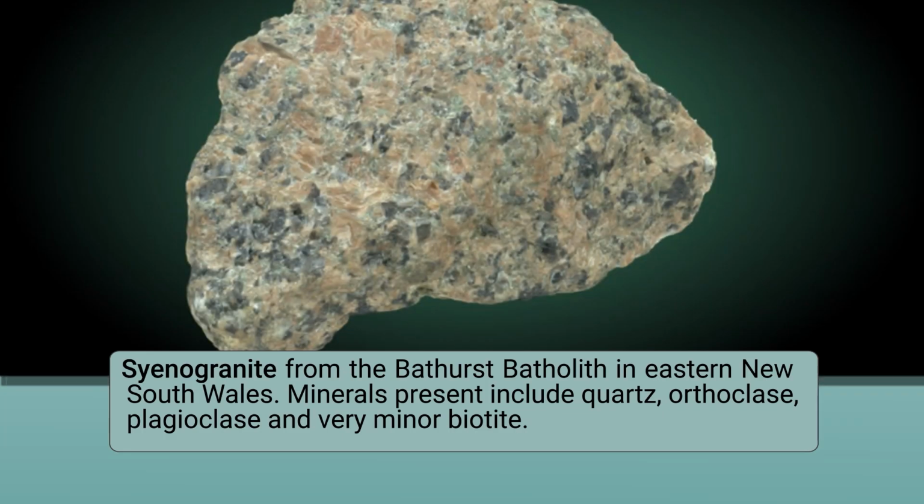Then we have here the syenogranite from the Bathurst batholith in eastern New South Wales, where you can see that the pink colored phenocrysts are those of alkali feldspar. Minerals include quartz, alkali feldspar which is orthoclase, then we have plagioclase and a very minor amount of biotite. These dark colored minerals are the biotite.